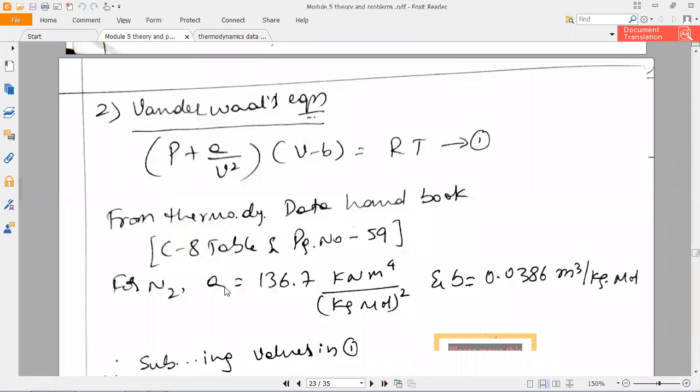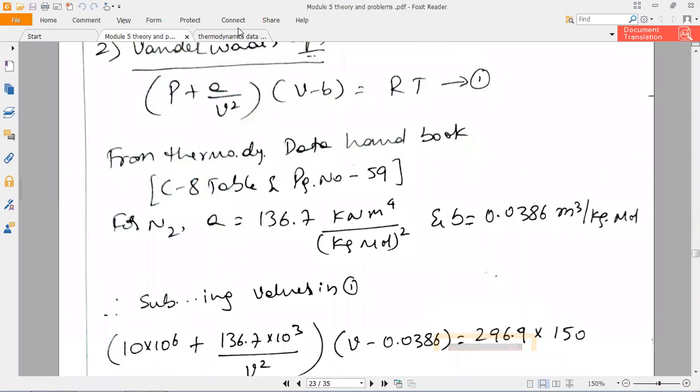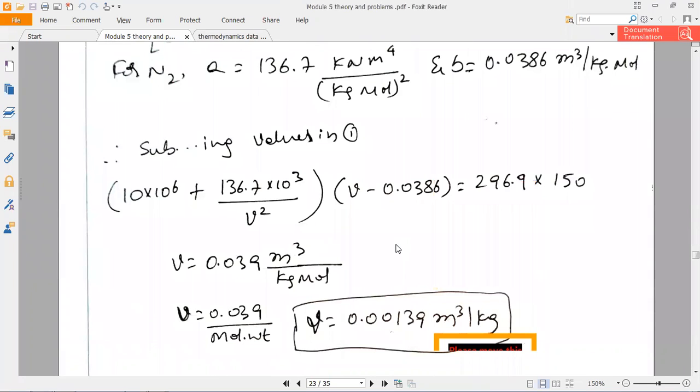I substitute the A and B values here. Now what do I have to do? Same thing, substitute all the values into the above equation. A to here, B to here, R is already taken from the data handbook, T is the given existing temperature, P is the existing pressure. I substitute all the knowns like this. Here V is the unknown. By using a calculator, find out this X value, that is the specific volume.